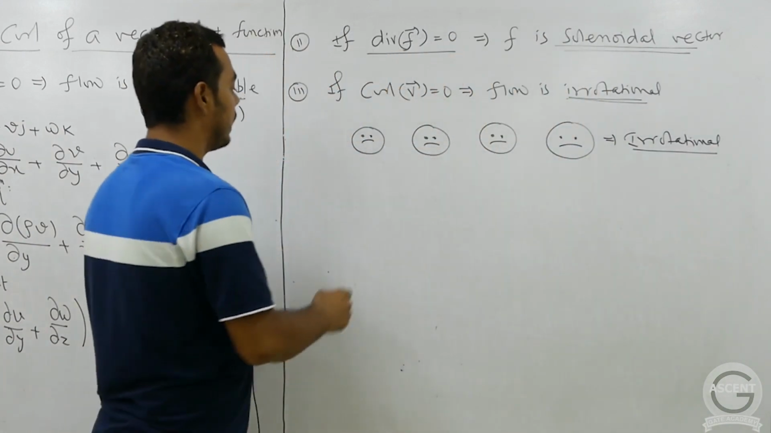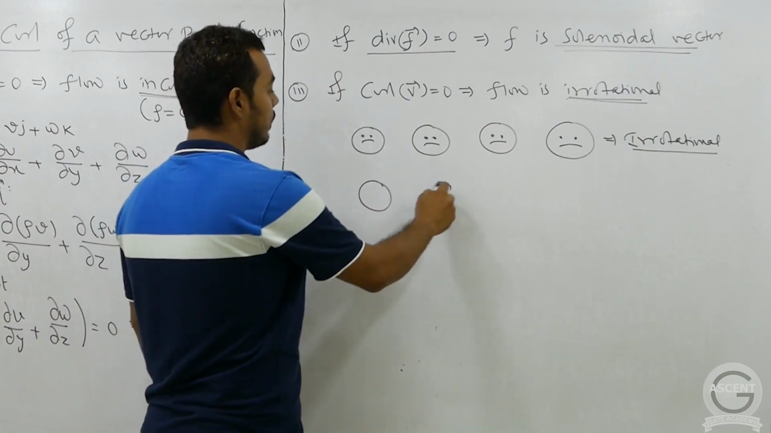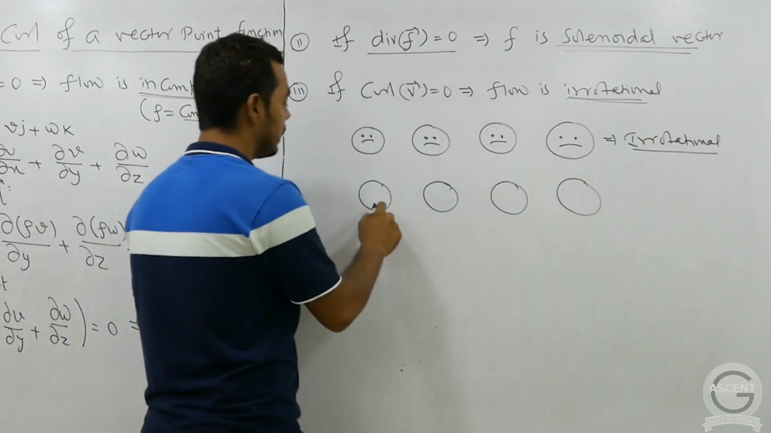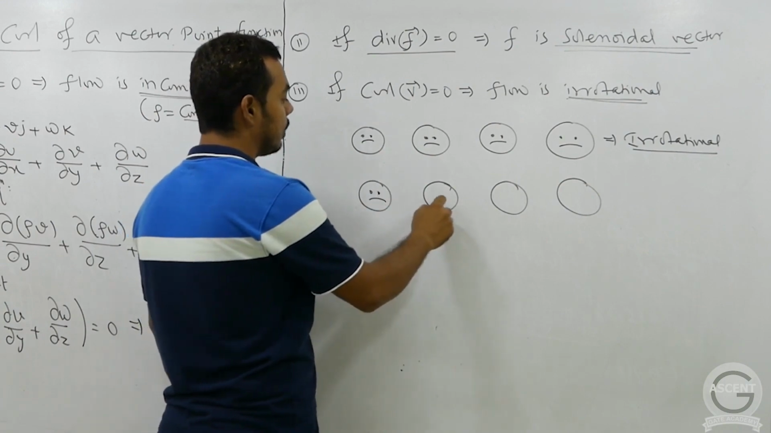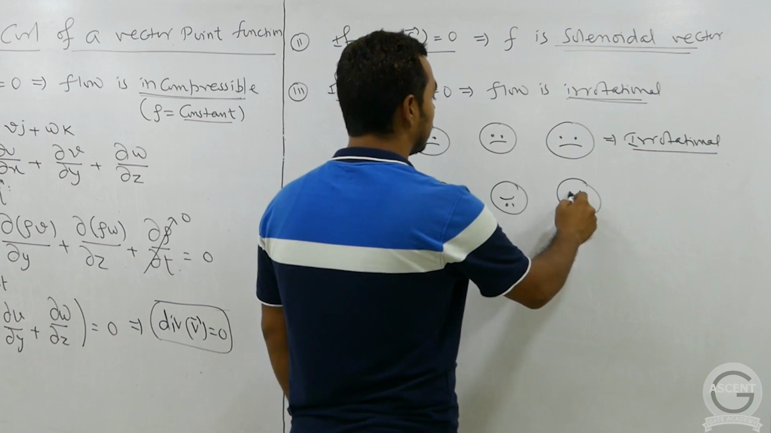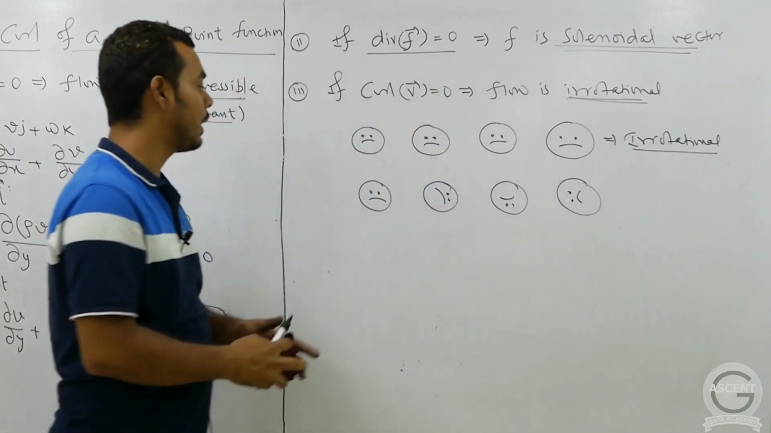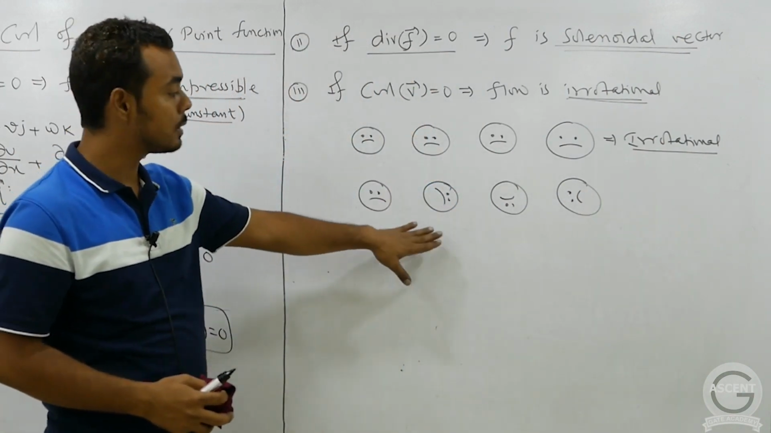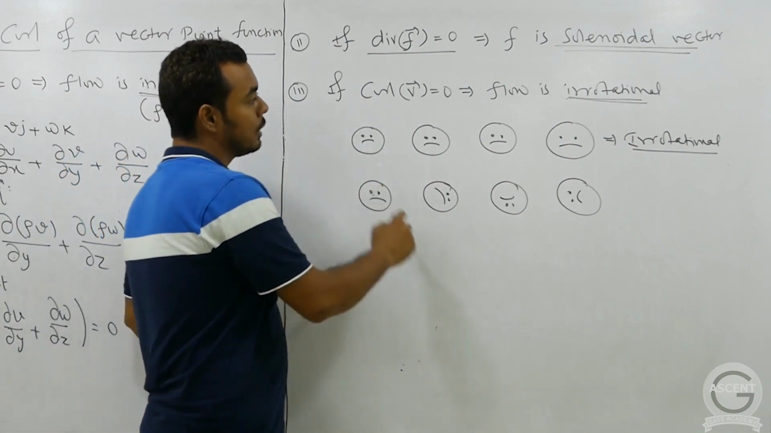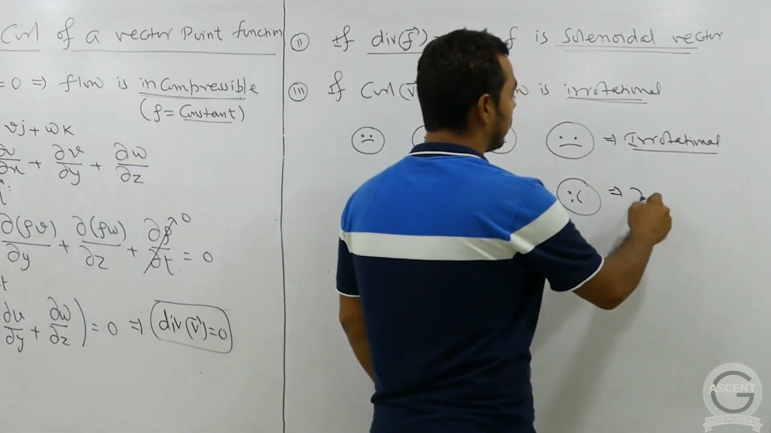But suppose we have a situation where the particle is moving in a straight line and at the same time it is also rotating about an axis through its own center of mass. It is moving in a straight line and it is also rotating about an axis through its own center of mass. It is rotating about this axis. So this type of flow is called rotational flow.